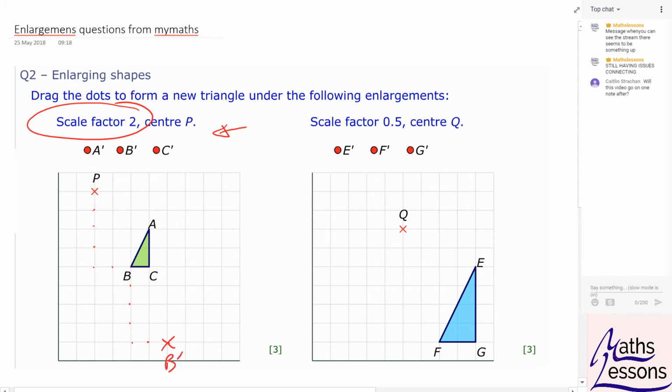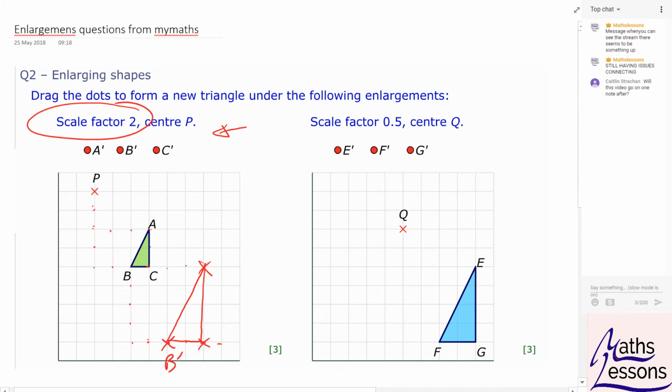And if we do the same with C, it's also going to be 4 down, but 3 across. So we're going to go from there, another 4 down, and another 1, 2, 3 across to get C dash here. A is 2 down, 3 across. So we're going to go another 2 down, and another 1, 2, 3 across. And you can see our new shape is here.